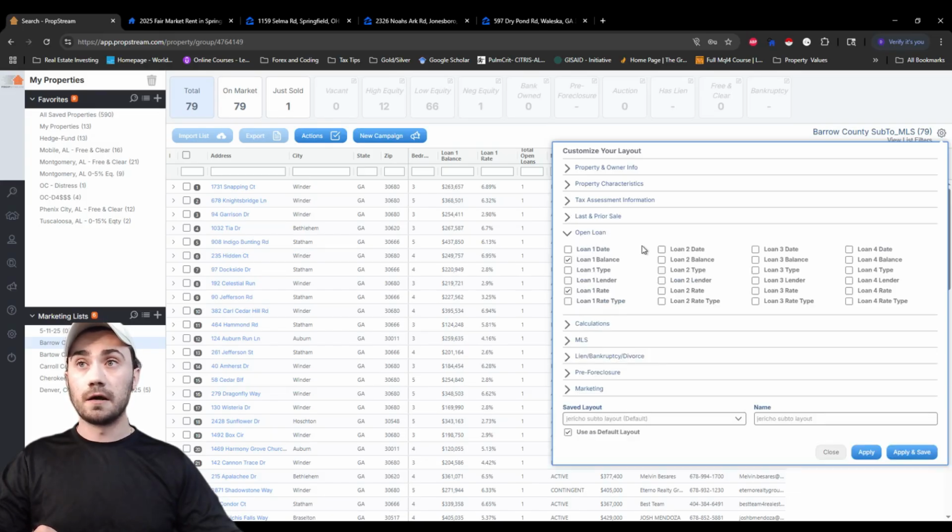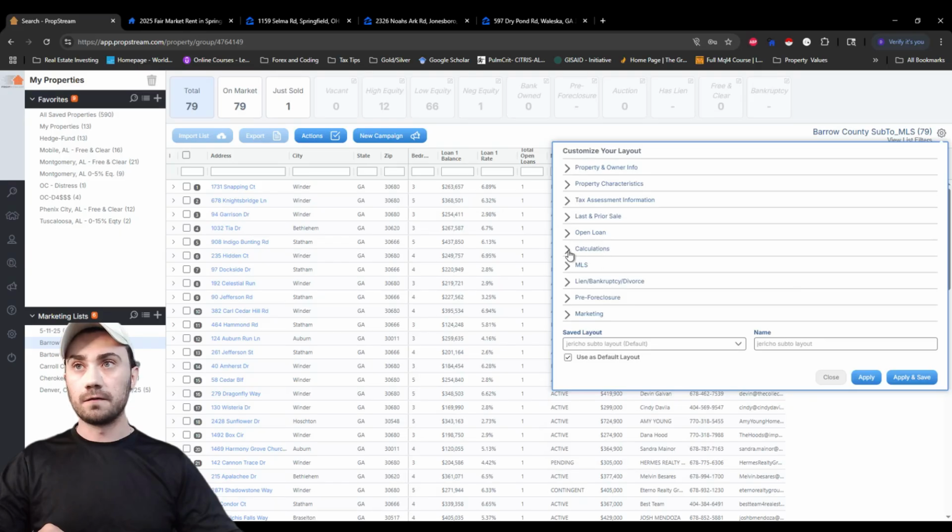The open loan, now this we need. So I want to know the loan 1 rate. We've already pre-filtered on PropStream that we're only looking at properties with 1 lien and not 2 liens or 3 liens. So we don't need any of these settings here on the right hand side. So what we do need is the loan 1 balance and we need the loan 1 rate. So this is good to go. That's already checked off for us.